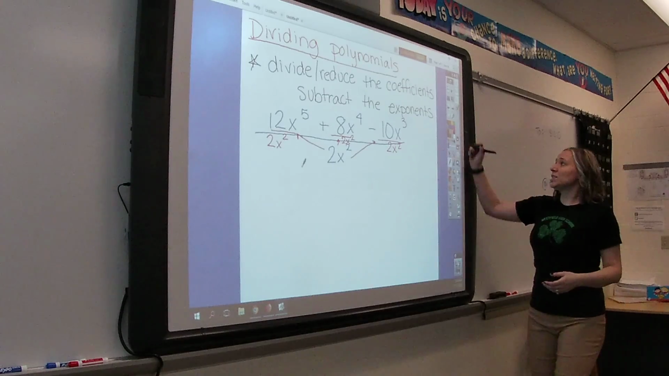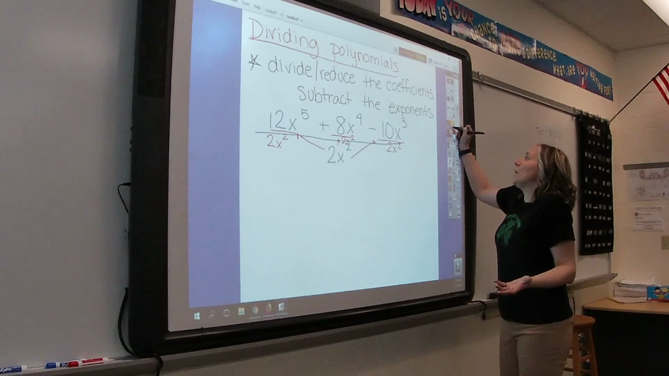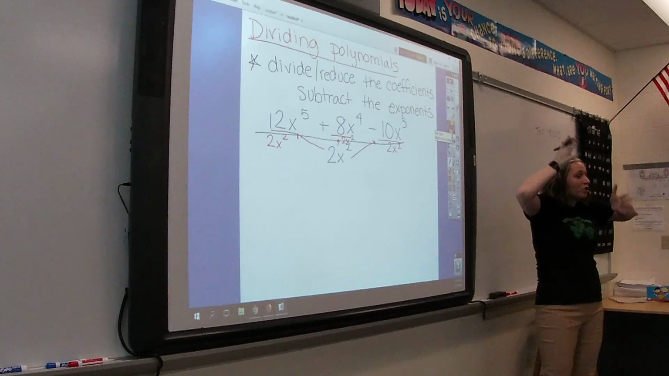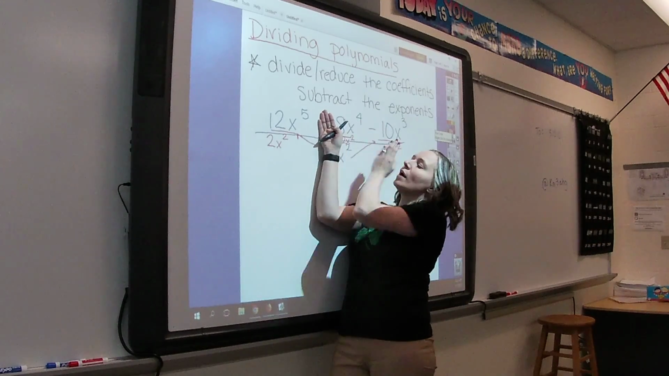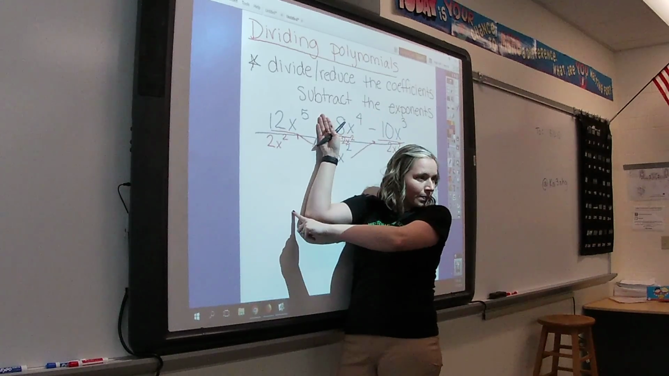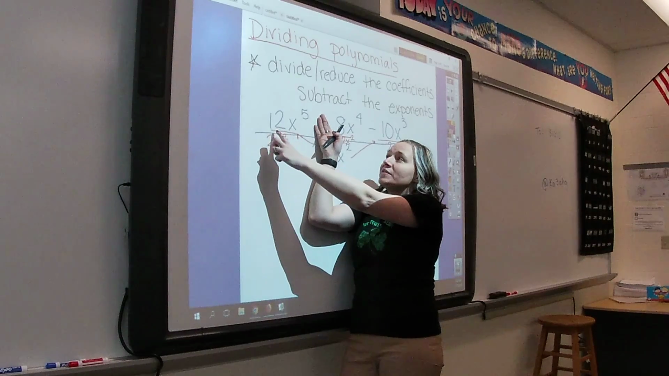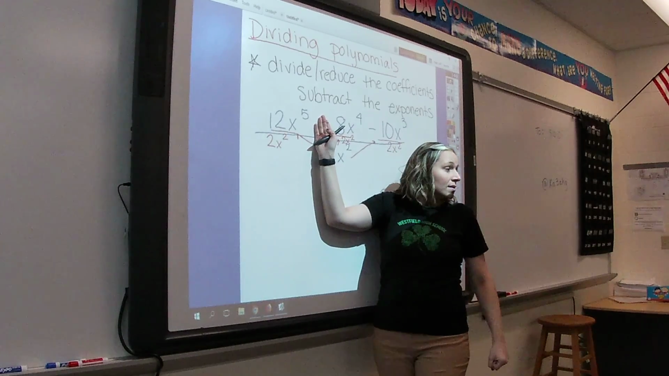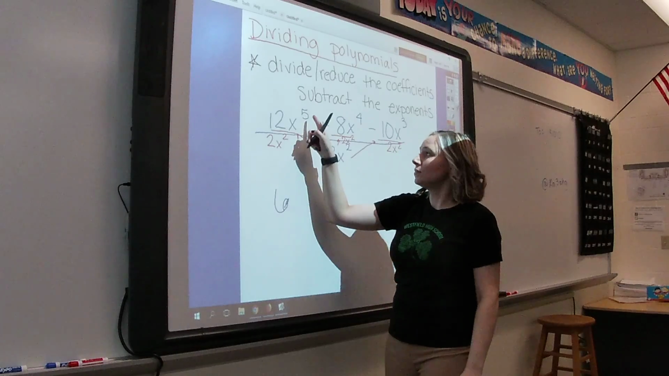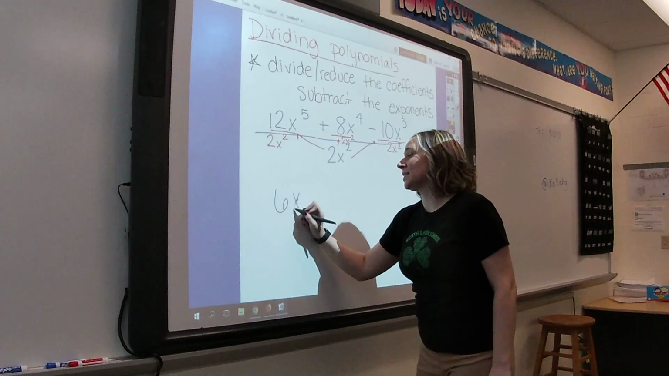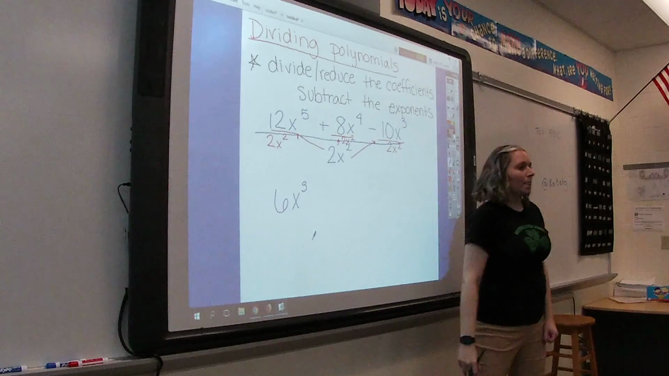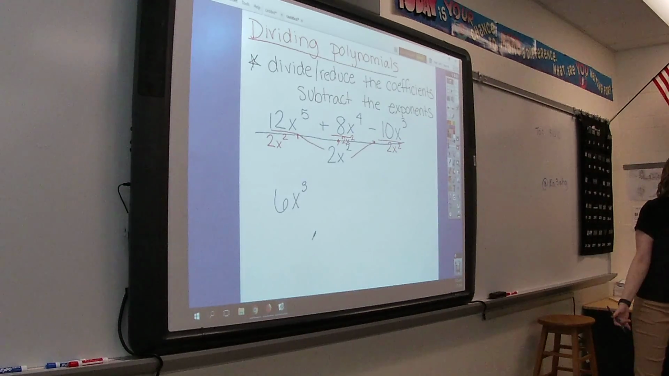Yeah, so then this is just like we were a week ago, and we're just going to divide each individual section with the rules we already know. So we'll ignore everything else, and we're just going to divide here. Okay, so 12 divided by 2 is 6. X, 5 minus 2 is 3. And we'll get 6x to the 3rd.